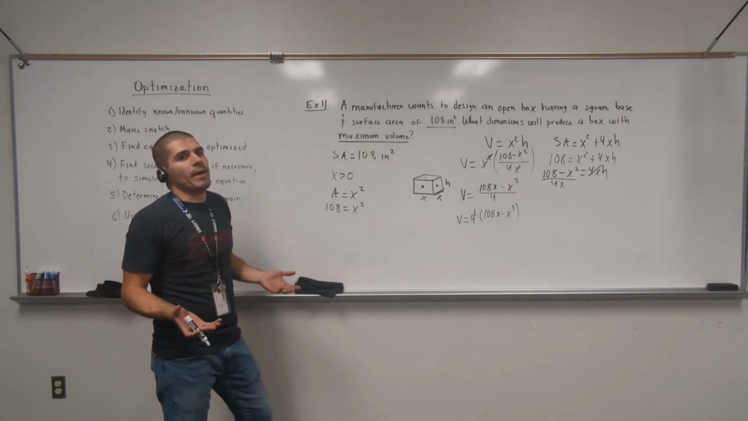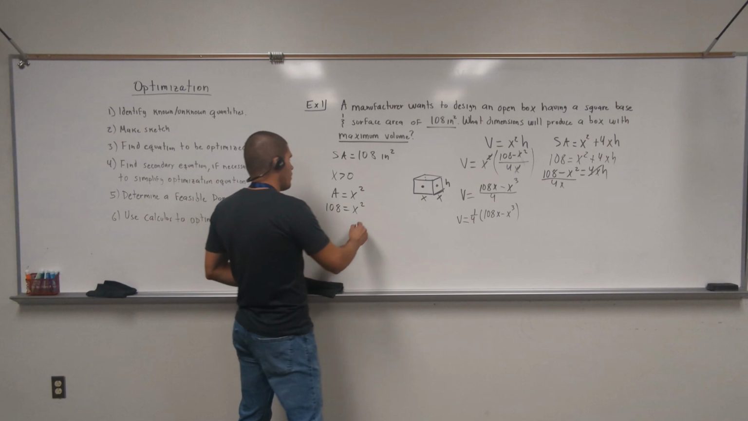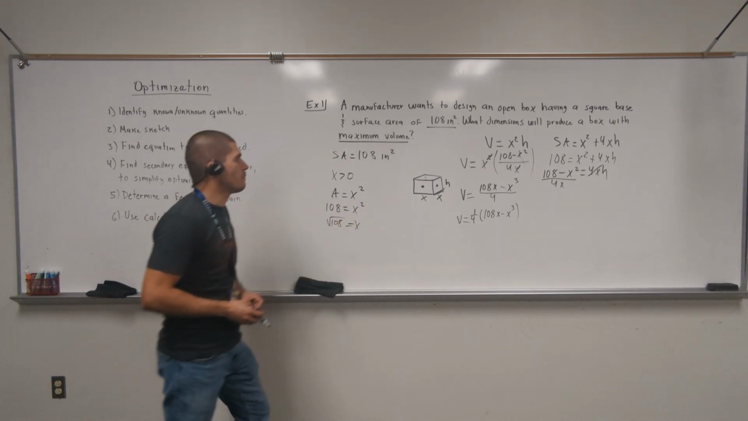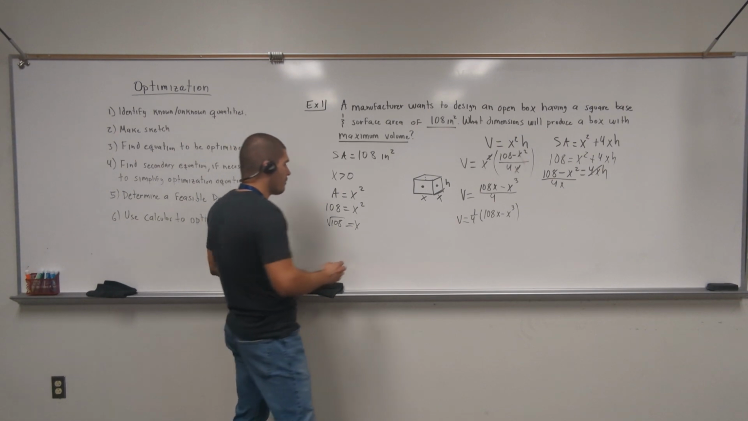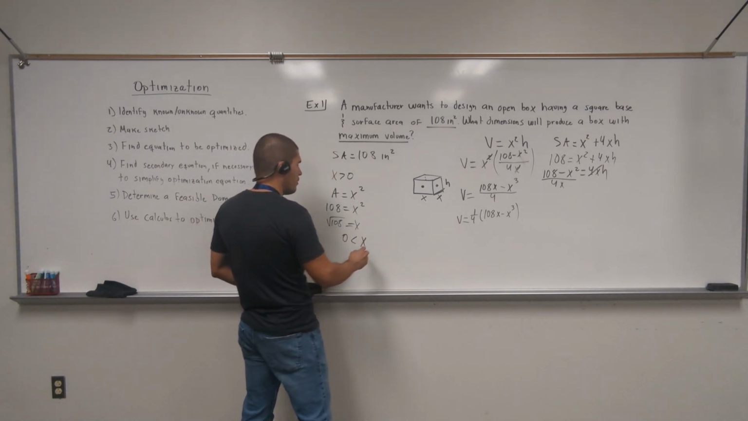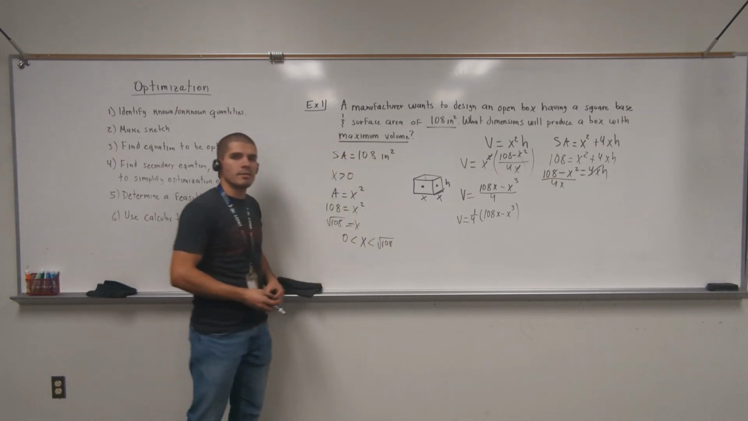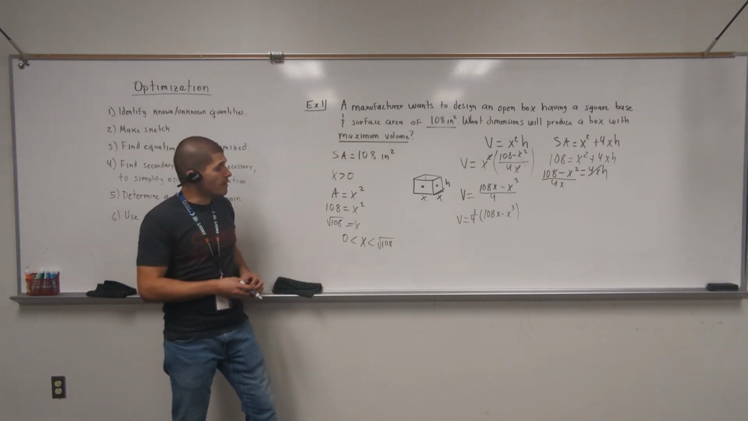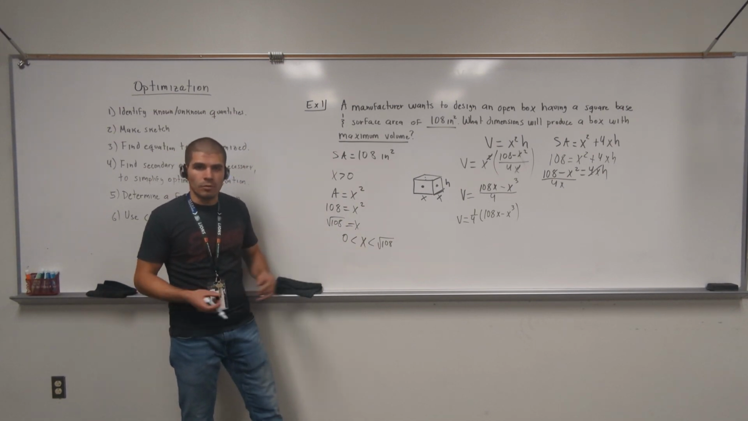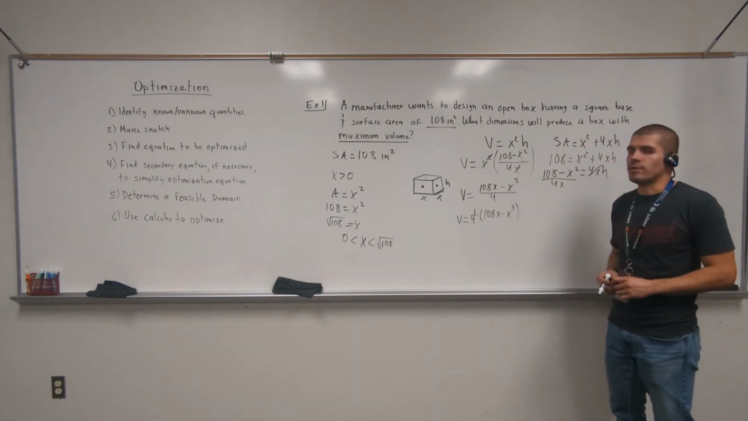Again, that wouldn't help me make a box, but at least this is going to give me a feasible domain of what to do. Then I would know that x cannot be bigger than the square root of 108. So a feasible domain will tell me that x definitely has to be greater than 0, but it cannot be greater than the square root of 108. So our answer should fall within these numbers. Cool? All right.